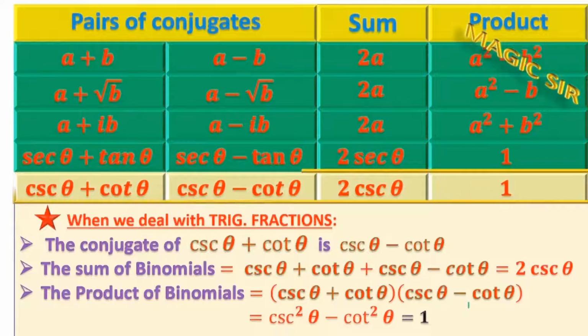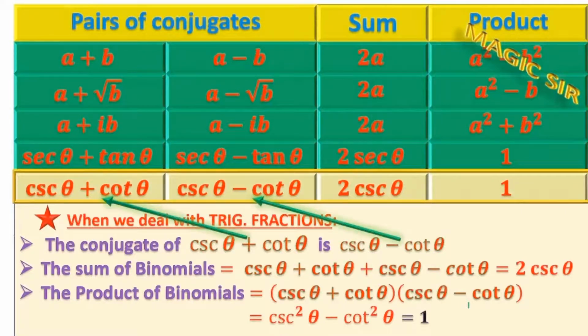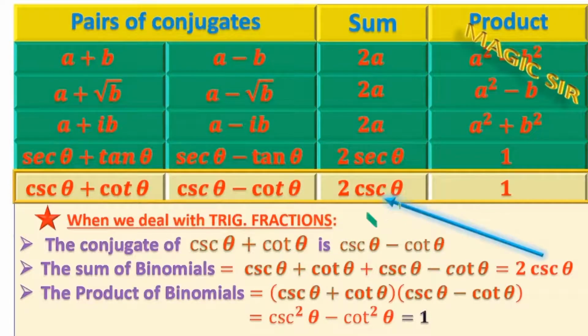Let us consider the above table. Here cosec theta plus cot theta and cosec theta minus cot theta are conjugates of each other. Their sum is equal to twice cosec theta, and the product of binomials is equal to 1.